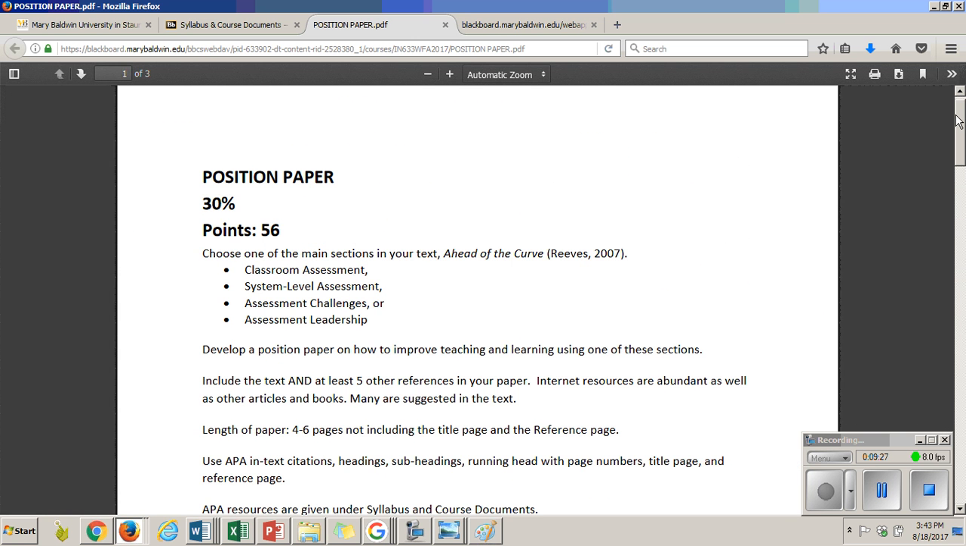Look at what a position paper is. Make sure you have three strong points. Make sure that it's just like you would write in high school. You have a good introduction that sets the stage for the body of the paper, and then you come to a conclusion. If you have questions, let me know.